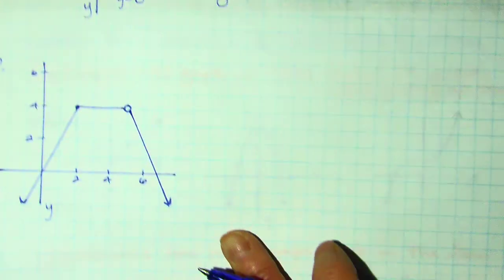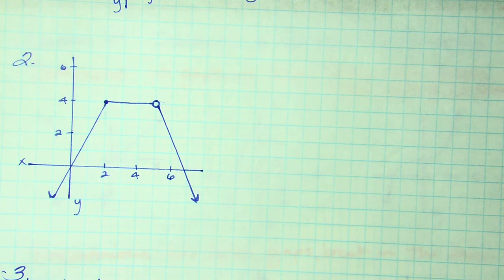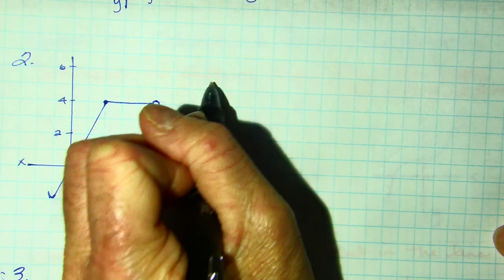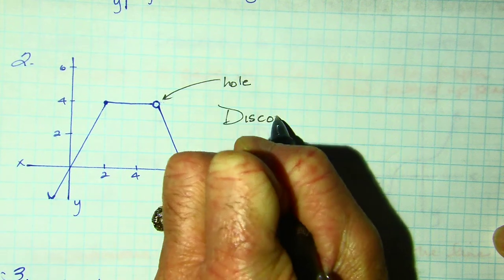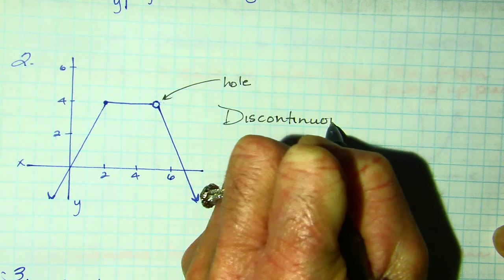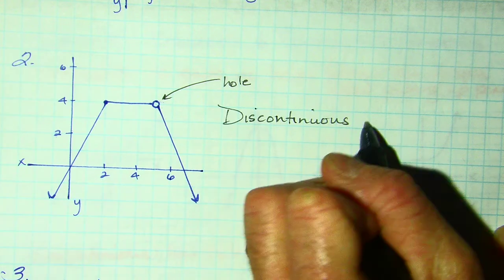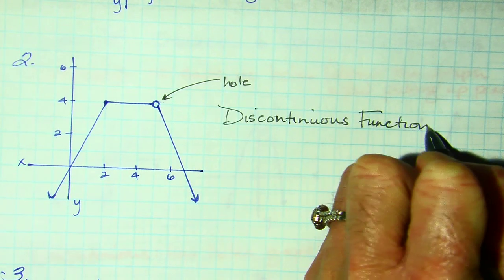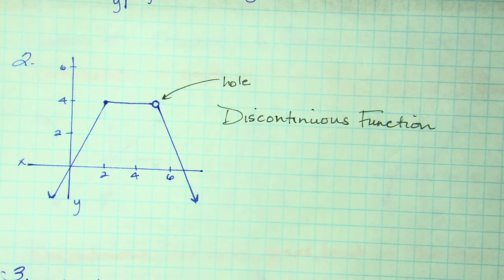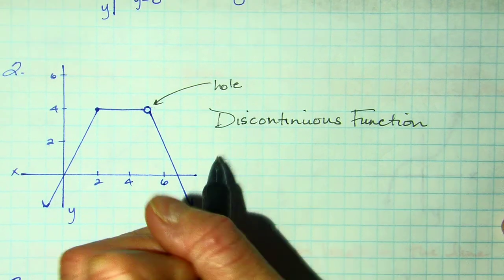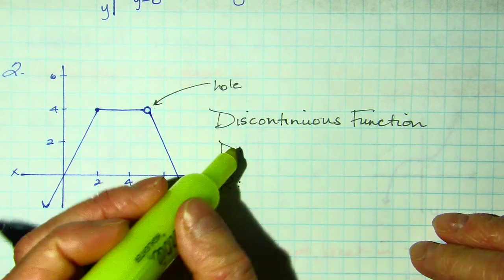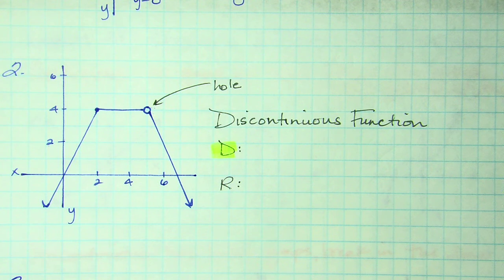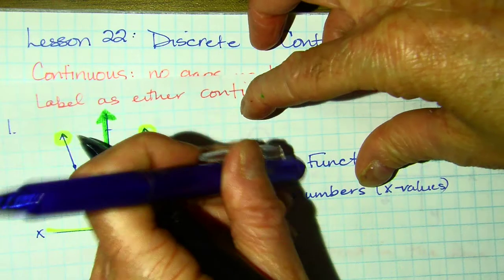Okay, next one. All right, check this one out. There is a hole. So I would say this is discontinuous. It passes the vertical line test, so it still is a function. So this is a discontinuous function because of that hole. So now when we go to state domain and range, I'm going to put domain in yellow, and I'm going to put range in green. Okay, I'm going to erase that comma.